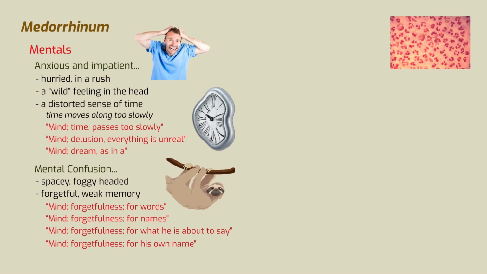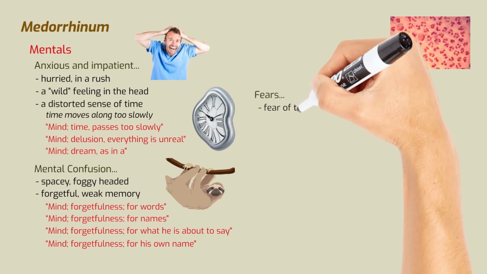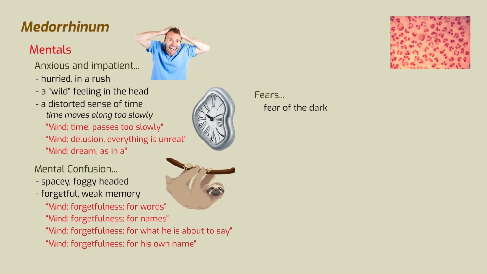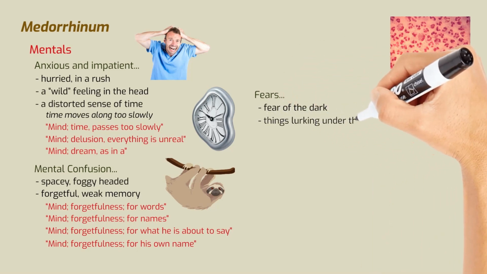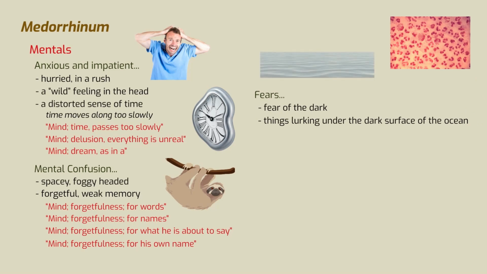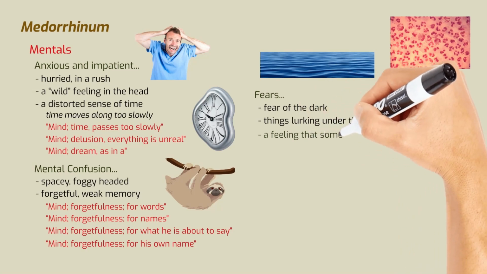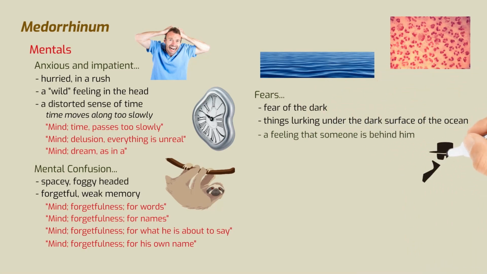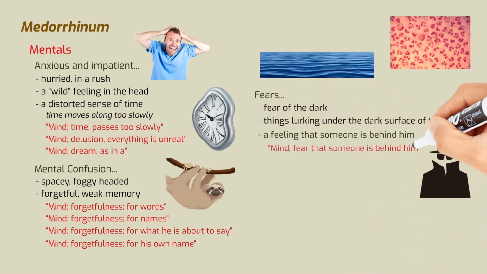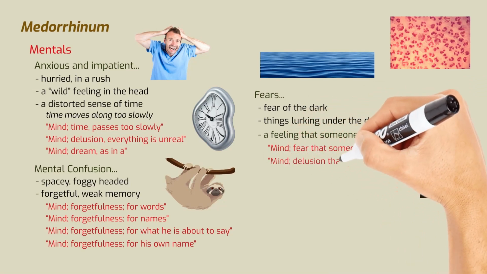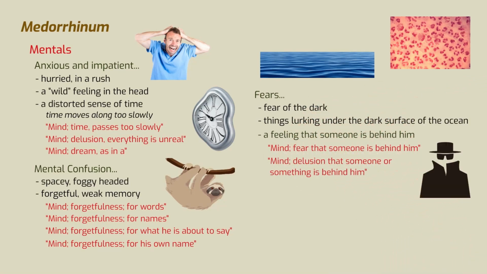Now let's finish the mentals with the Medorrhinum fears. While fear is not a big feature of this remedy, perhaps the most common one is a fear of the dark. Somewhat related to this fear is a fear of things that are lurking under the dark surface of the ocean. Another similar fear and keynote clue for Medorrhinum is a feeling that someone is behind him. He senses that someone is there and turns around to look. Medorrhinum lists prominently under fear that someone is behind him and delusion that someone or something is behind him.